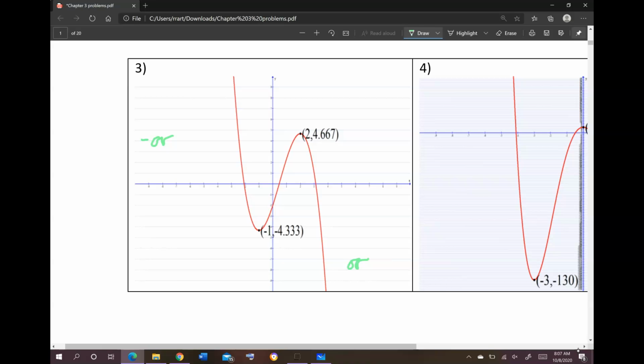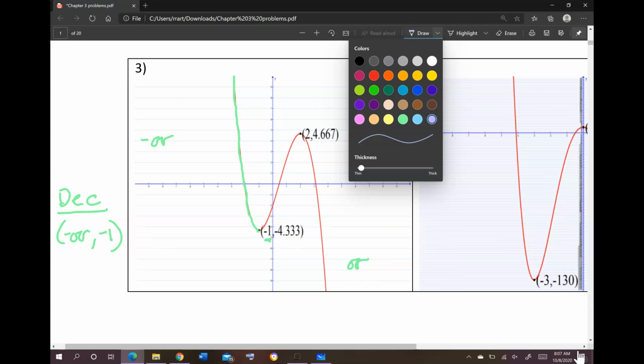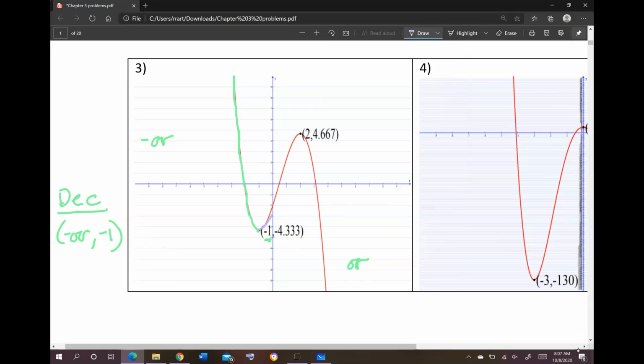So here, I'm coming in from negative infinity, and my graph's going down this time. So I'm decreasing first this time. So I'm decreasing from negative infinity to -1. All right, and that's a minimum value, so I know it's a turning point. So I turn around and I start increasing. So now I'm increasing from -1 to 2.